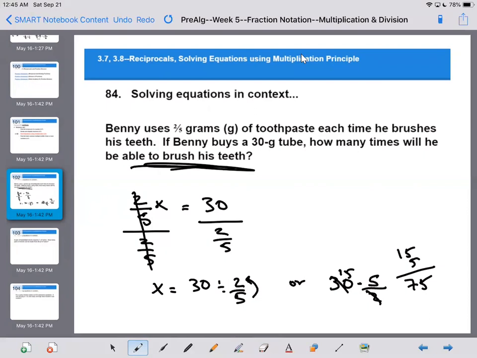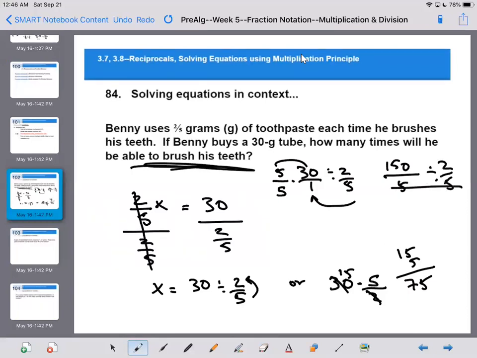Another way to look at that is you could do 30 divided by 2/5. And we can make the 5 a 1. Just multiply by n divided by n, which would be 5 divided by 5. 5 times 30 is 150 fifths divided by 2/5. So 5 divided by 5 goes to 1, and here we're trying to figure out what's 150 divided by 2, and that's going to be your 75.